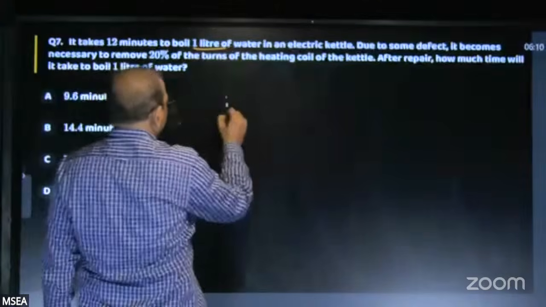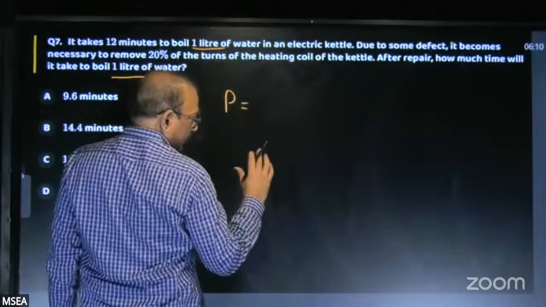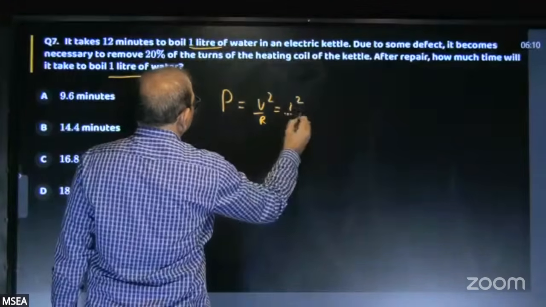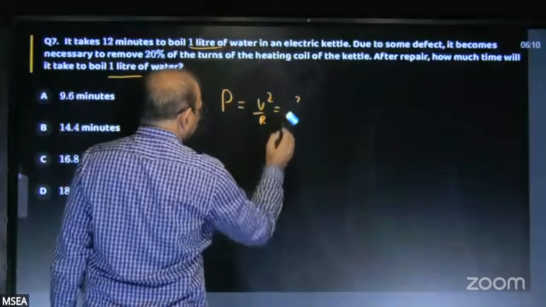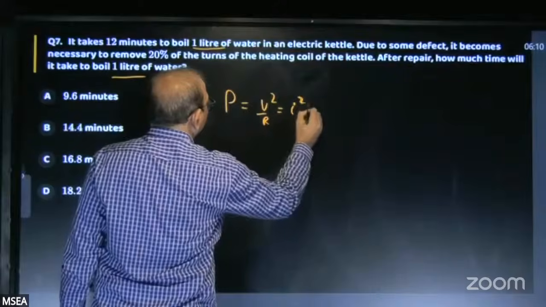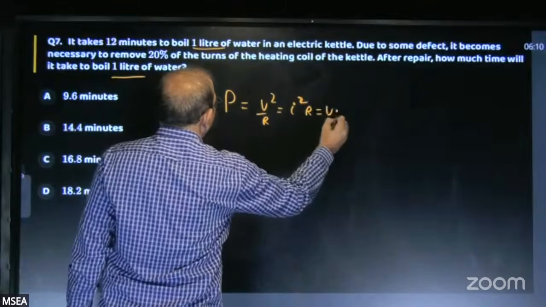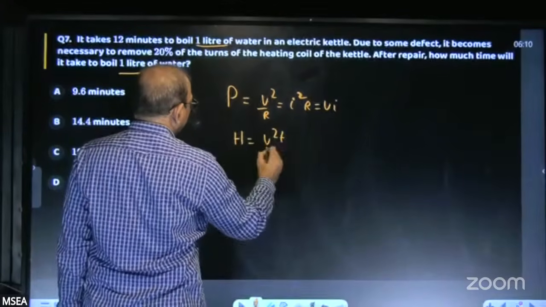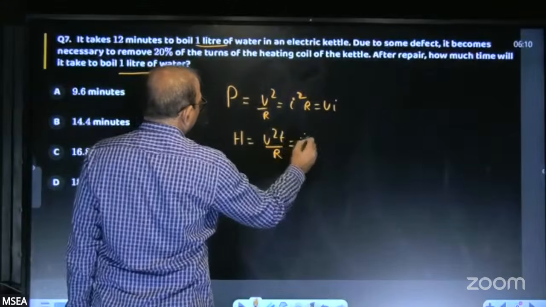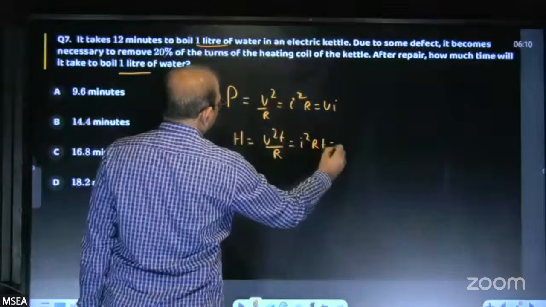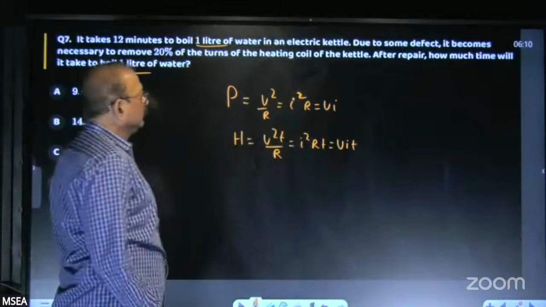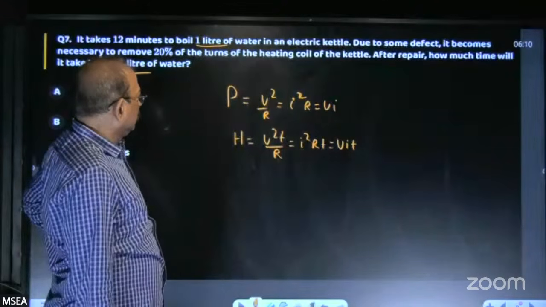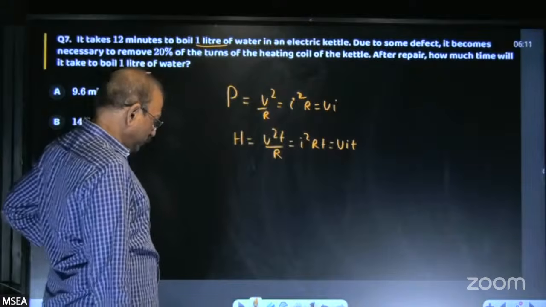Power, electric power, heat produced. What is electric power? V square by R, I square R, VI. These are the relations. Total heat produced: V square T by R, I square RT, VIT. Power is heat produced per unit time.